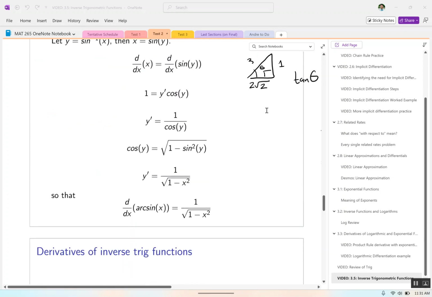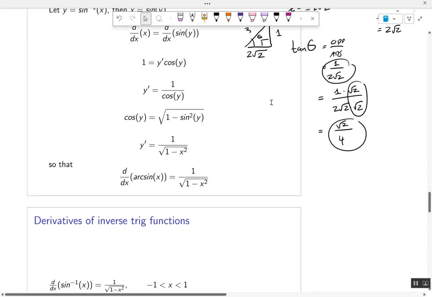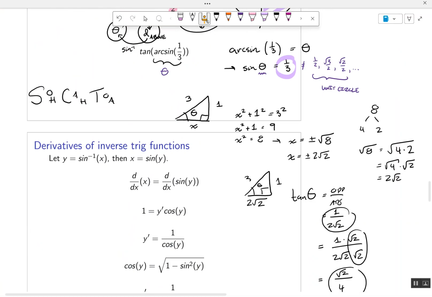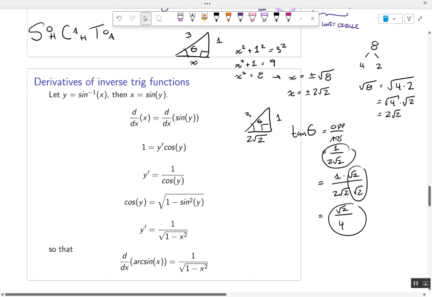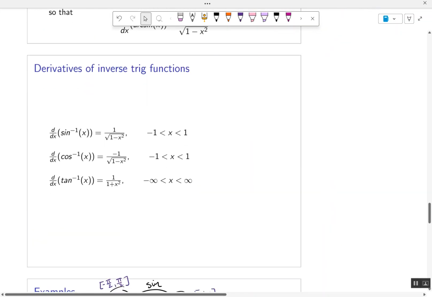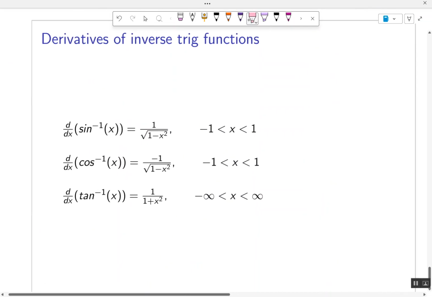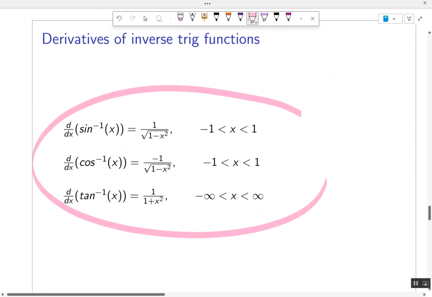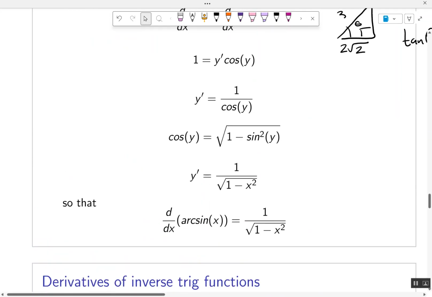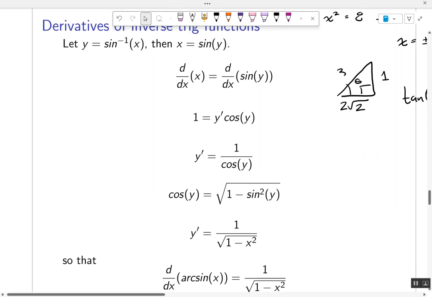Okay, everyone, this is 3.5, part 2. We are now going to go over some derivatives of the inverse trigonometric functions. What you need to know is this. On the left are the derivatives, and on the right are the domains for these functions. But I'm going to show you where one of them comes from, if you're interested.